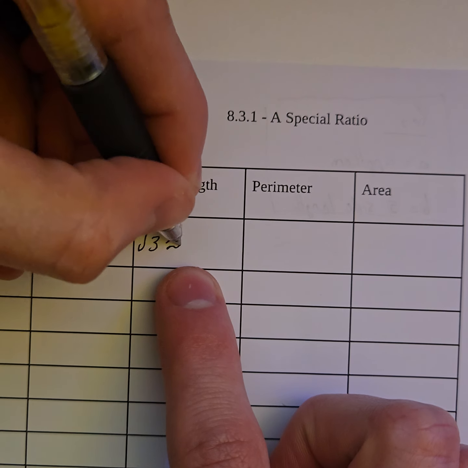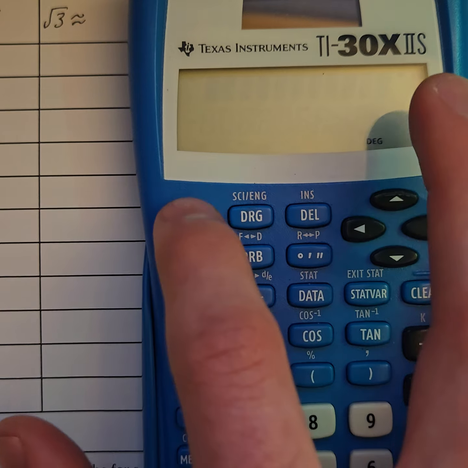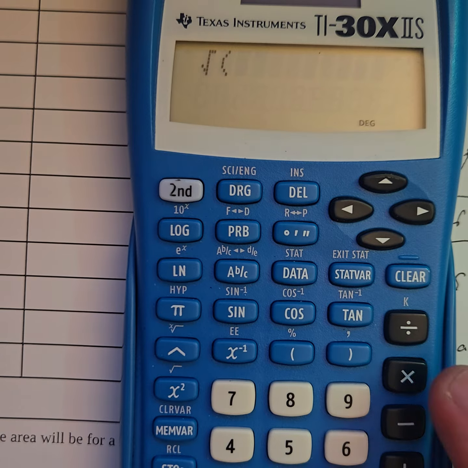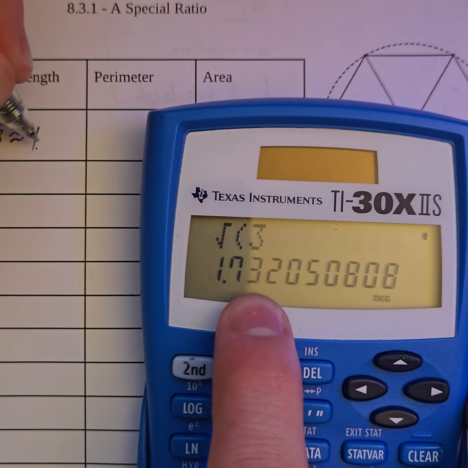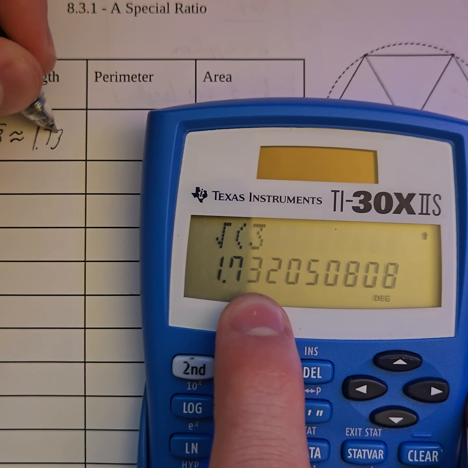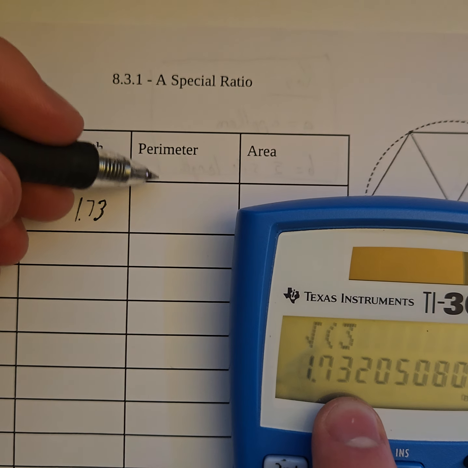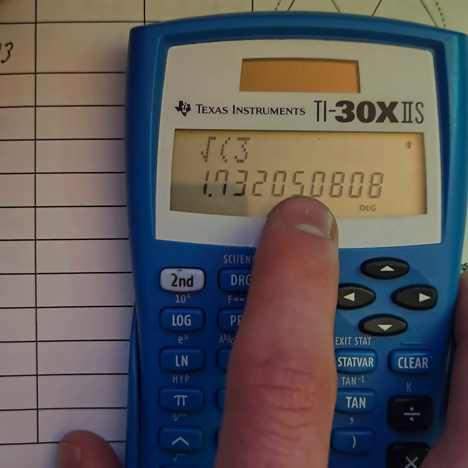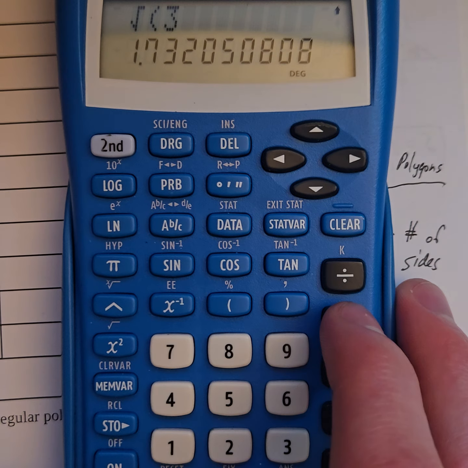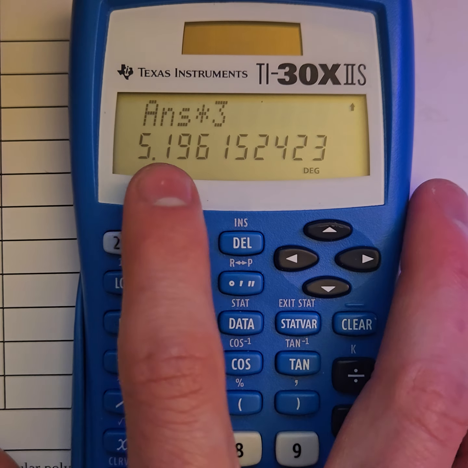Let's type that into our calculators to see what we get. So you should all have your calculators out. Let's type in the square root of 3. And we get 1.73 approximately. Okay, so that's our side length. Now if I want to find the perimeter of that triangle, I've got to take my side length times 3. I'm going to keep this number in my calculator, that way I'm not rounding. I'm just going to take that times 3. Let's see what we get. Okay, so there's our perimeter.